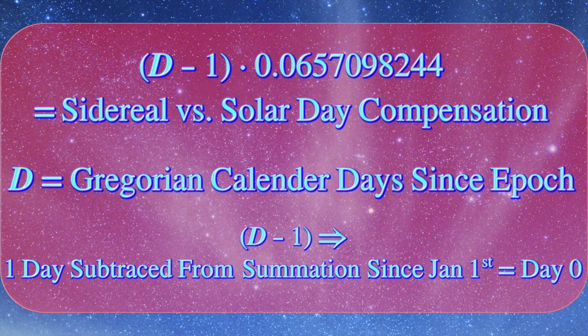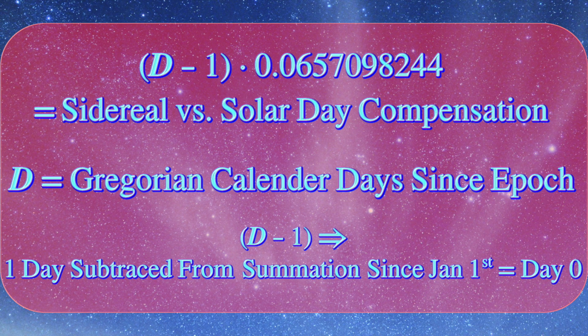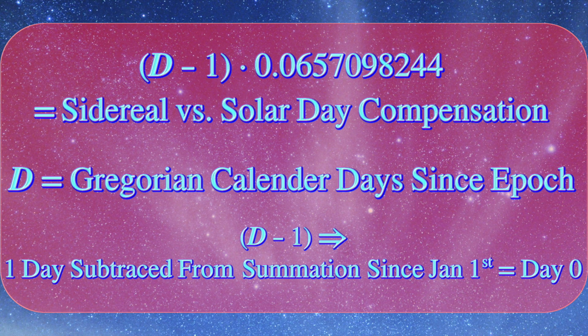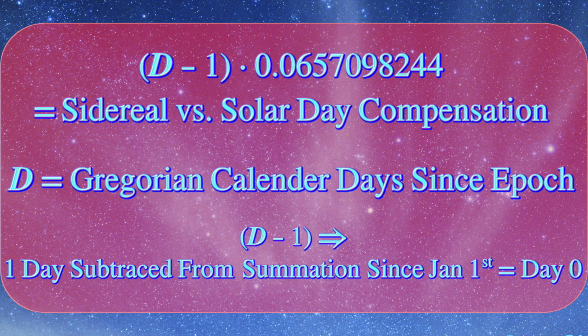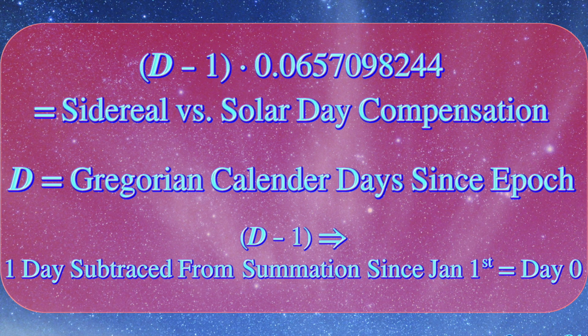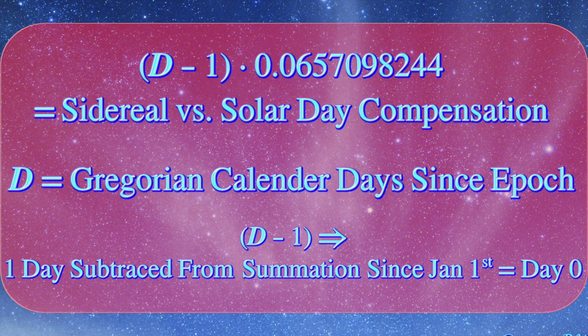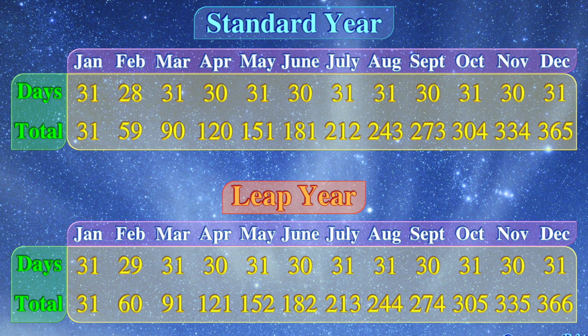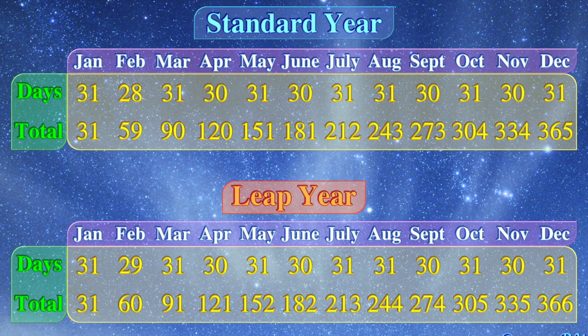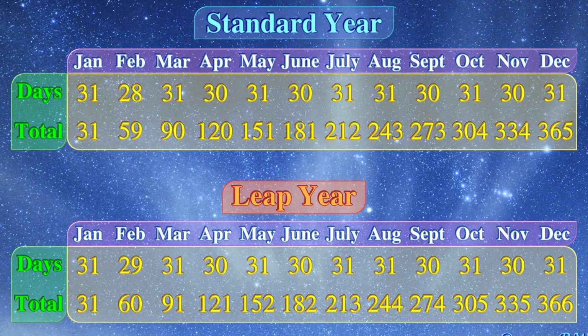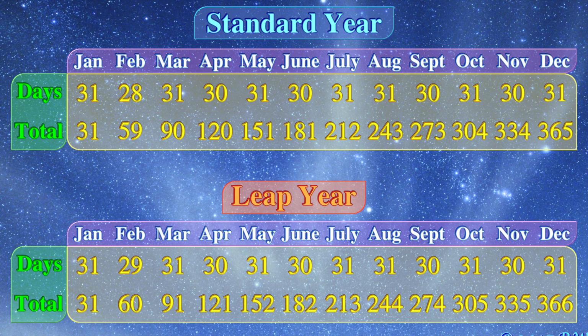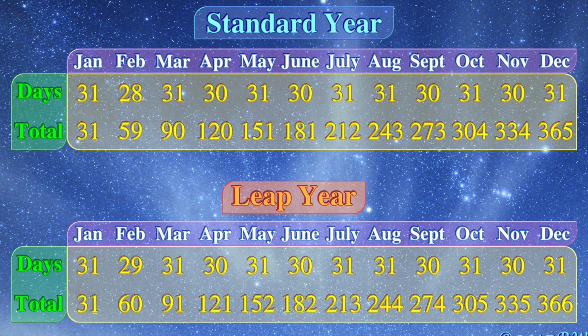It's important to note that for epochs beginning on January 1st, such as our example epoch, the 1st of January counts as day 0 since it's the origin point, meaning that one calendar day must be subtracted from the total days from the epoch. This chart detailing the number of days in a given calendar year can be used to find the summation of days since the epoch date. Just remember to subtract 1 if you are using the example epoch.